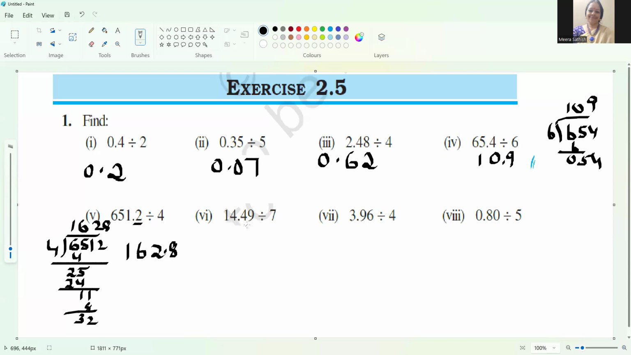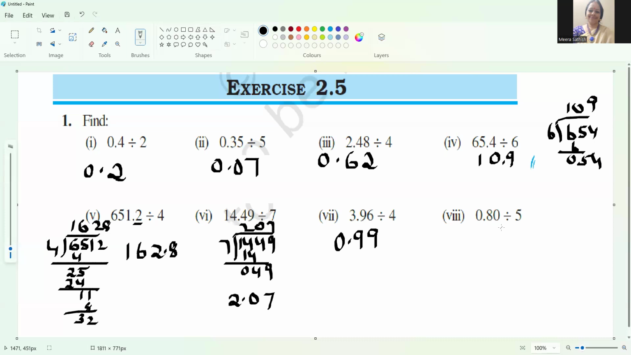Now 14.49 divided by 7. So divide 1,449 by 7. So let us divide 1,449 by 7. 2 7s are 14. 4, 0, don't forget that. 49, 7. So 207 and 2 decimal places here. So 2.07. Now 396 you divide by 4. So 9 4s are 36. Then 336 again 9. 99. 2 decimal places, so 0.99 will come.